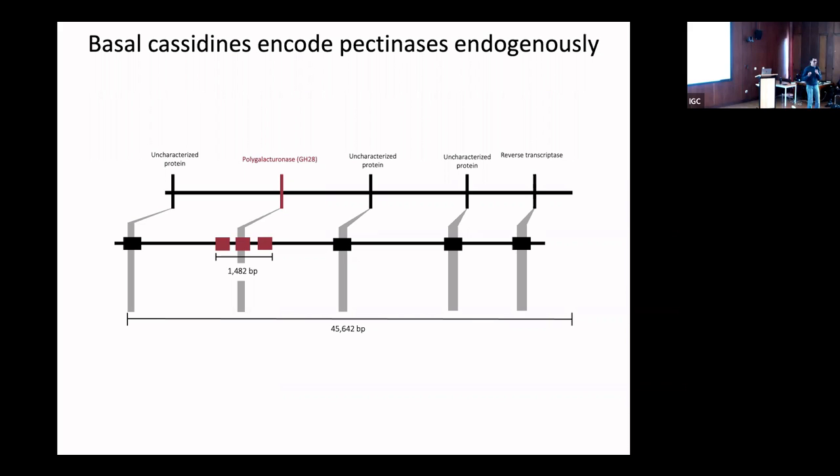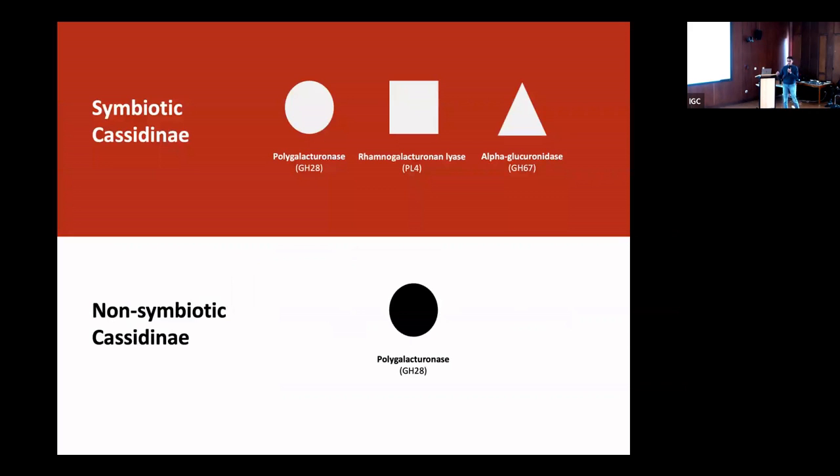Marlene and I think that the reason you go down this symbiotic route is that there's enzymatic synergy that comes through symbiosis. In a non-symbiotic state, you derive polyglucuronase. In a symbiotic state, you get polyglucuronase, rhamnoglucuronan lyase, and alpha-glucuronidase. So there's a cost of the symbiosis. It's very expensive to maintain a symbiont, but maybe it's worth it when you get these extra enzymes that allow you to deconstruct these universal plant polysaccharides.